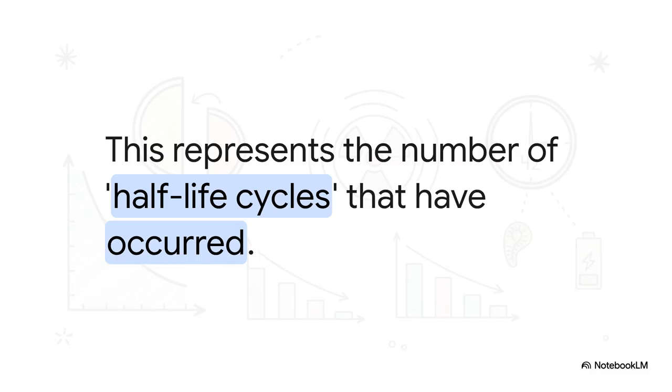Okay, but here is the absolute engine of this formula. It's all in the exponent. When you divide the total time that's passed, T, by the substance's half-life, H, you get this incredibly important number, the number of half-life cycles. It's just a simple fraction that tells you exactly how many times the substance has cut itself in half.